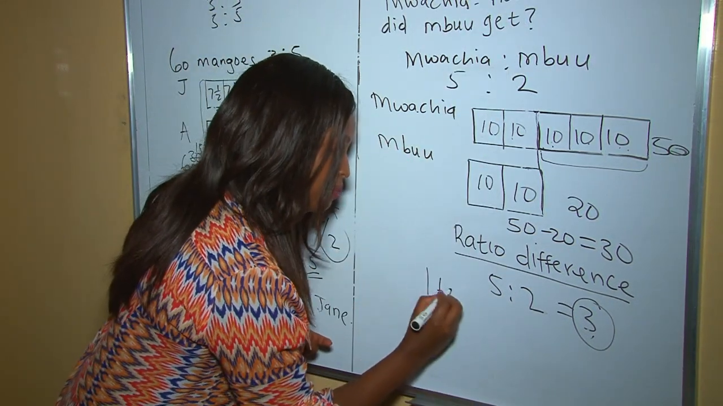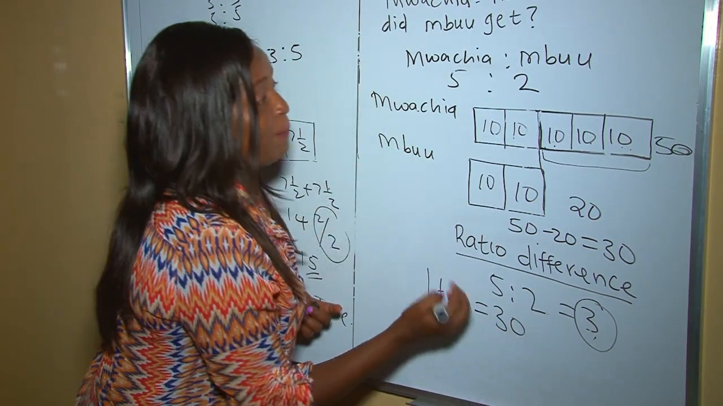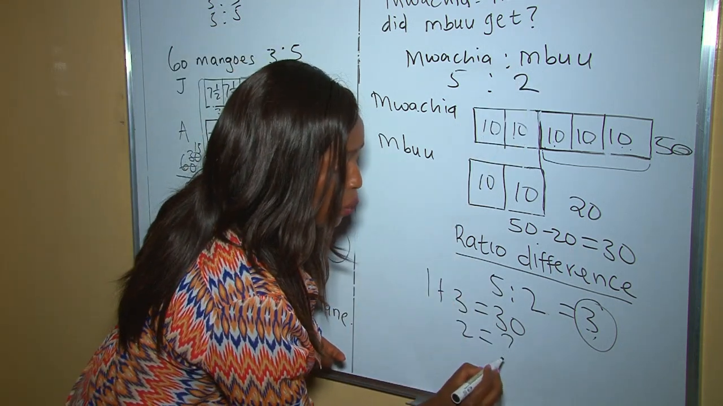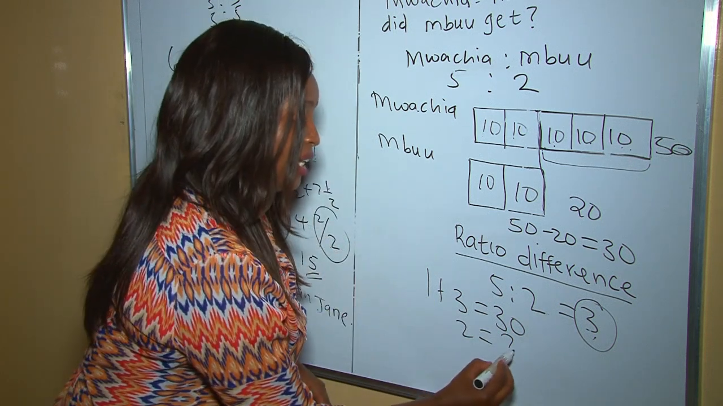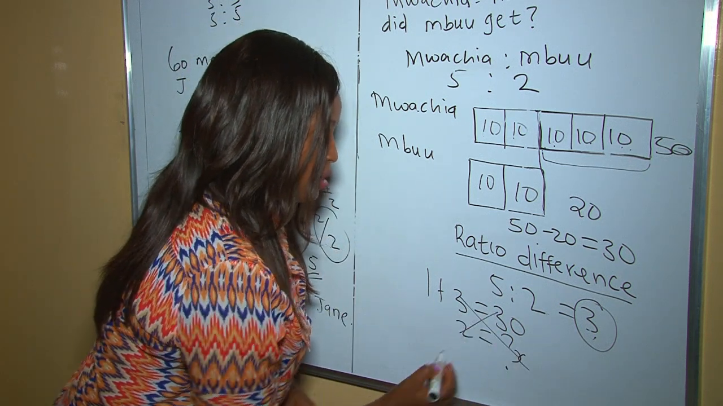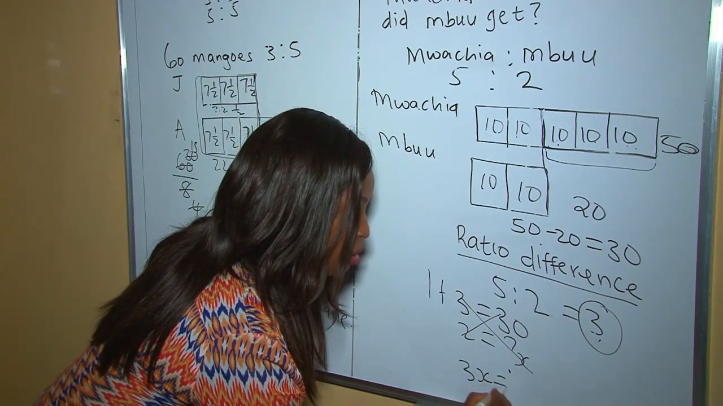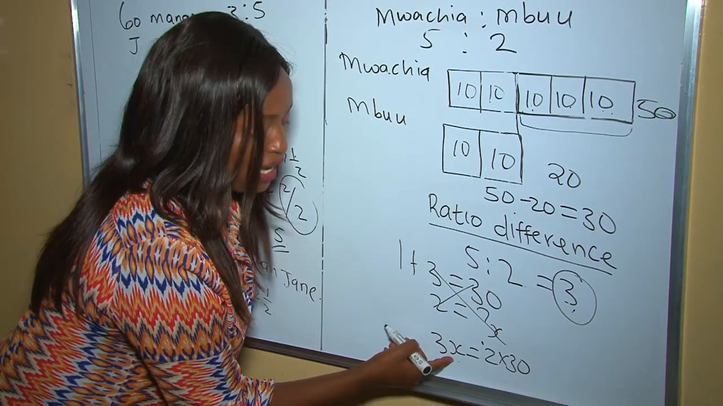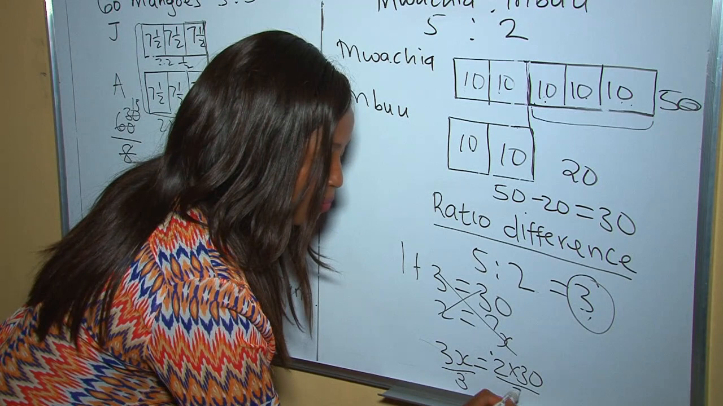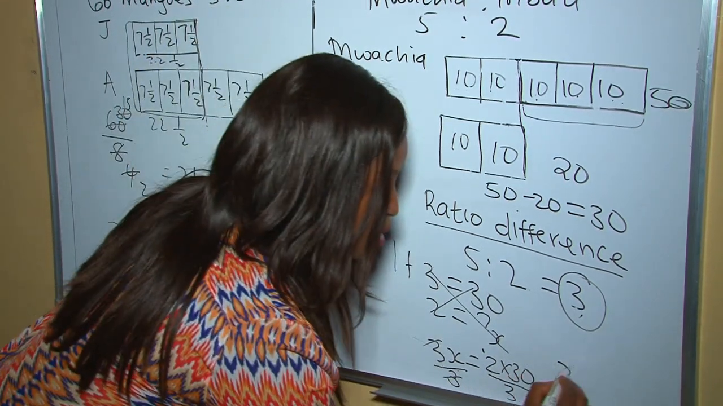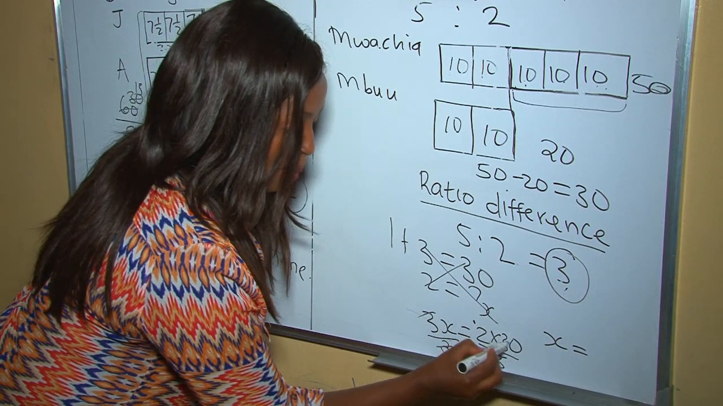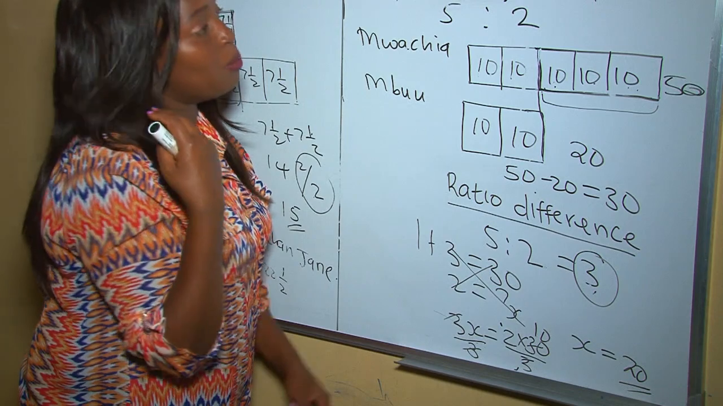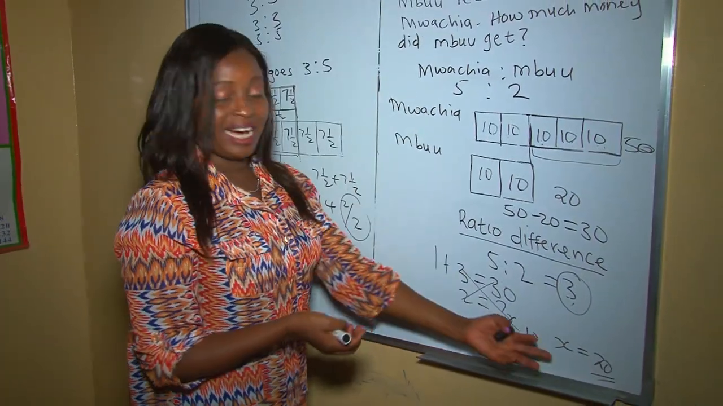So if 3 is equal to 30, what about, we are being asked about Boo, 2 is equal to what? Whatever you don't know, we give it a letter like x, then you cross multiply. So 3x is equal to 2 times 30. We want x. Using algebra, if you want the value of x, we divide both sides by 3. Boo got 20, and that's our answer.